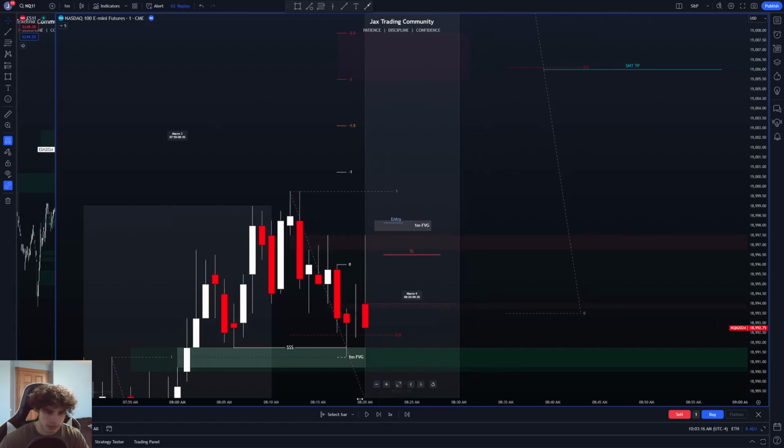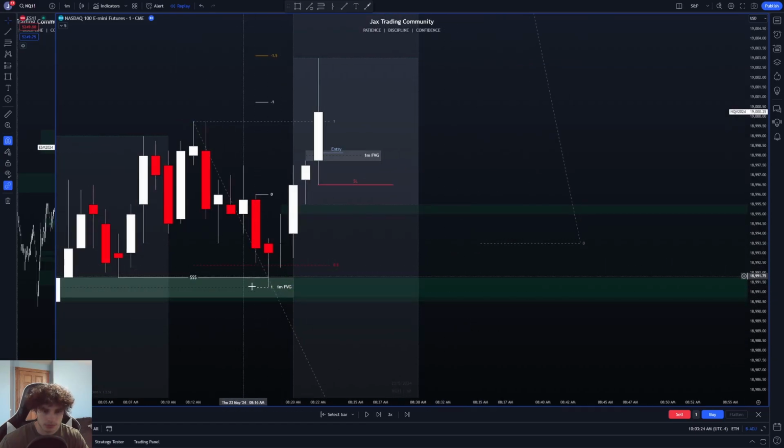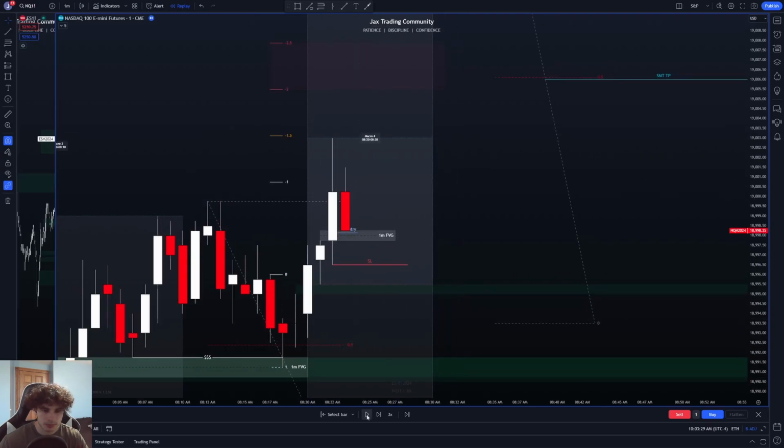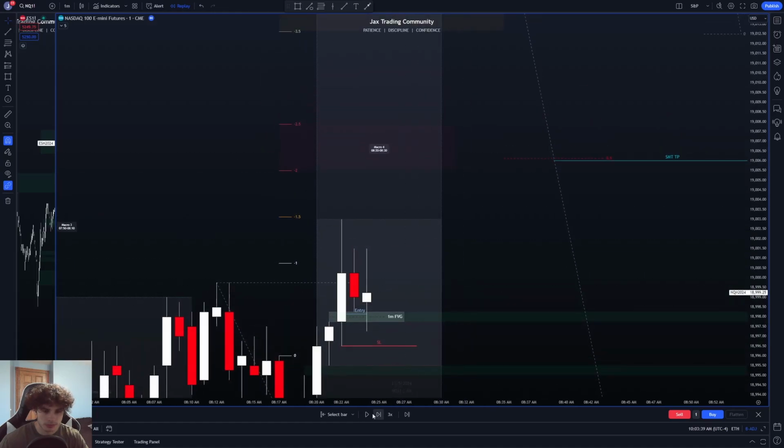So what do we do when they hit the macro? Get displacement up. You can see these PD arrays right here have made this all happen. Get displacement up. I would enter in this fair value gap right here. So there would be my entry. My stop would be at this candle's low.